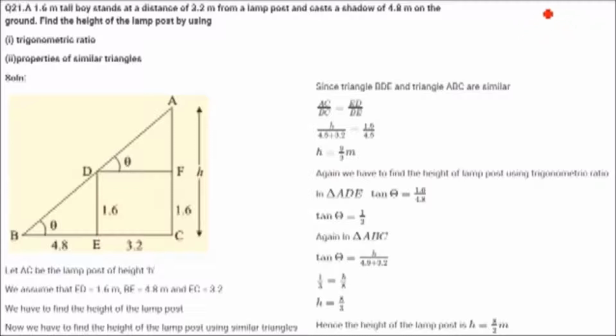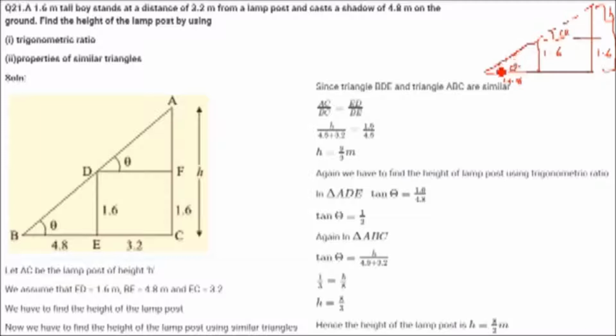So here this is the scenario: we have a lamppost, then here is a person, a boy, who is 1.6 meter tall, and because of this light, this shadow is 4.8 meter, right? So let this be theta, let this also be theta. This will be 1.6, and take this whole height from here to here as h. Take all of it as h.